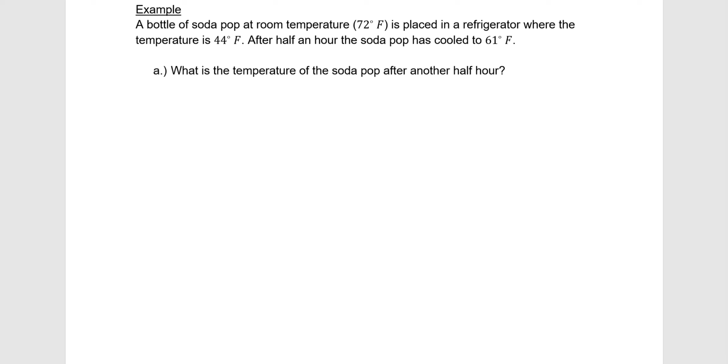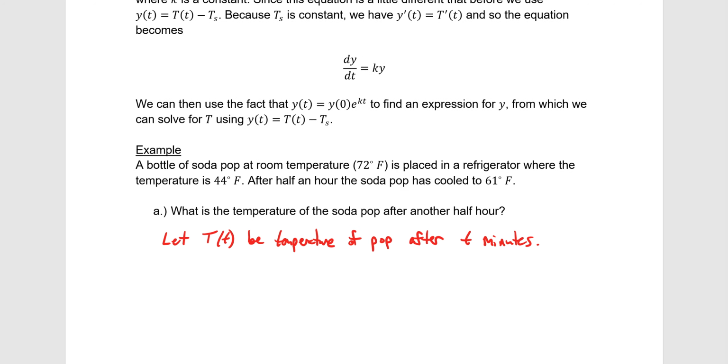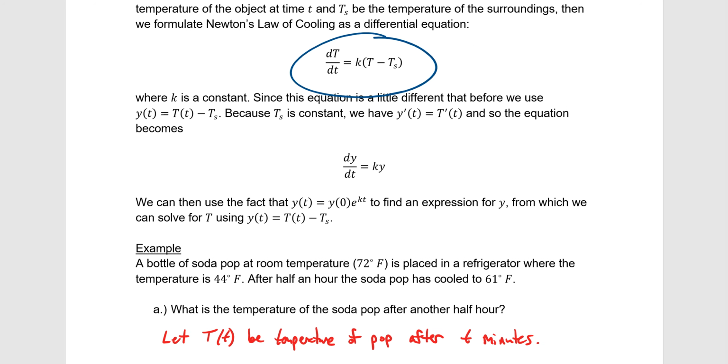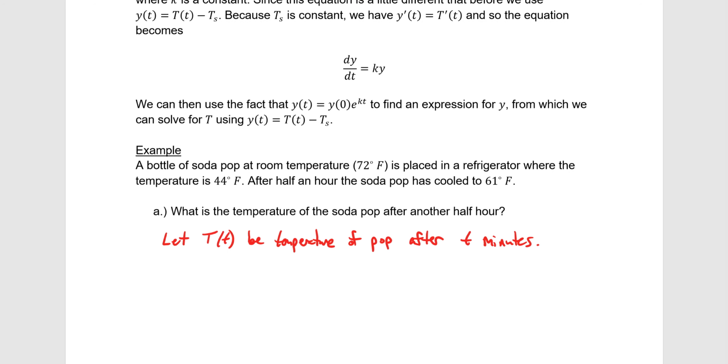We have a bottle of pop at room temperature, which is 72 degrees Fahrenheit. We place it in a refrigerator where the temperature is 44 degrees Fahrenheit, and after half an hour, the pop has cooled to 61 degrees Fahrenheit. We want to know what's the temperature of the soda pop after another half hour. We're going to let capital T of t be the temperature of the pop after t minutes. So based on Newton's law of cooling, we have this right here. So let me go ahead and write this down here.